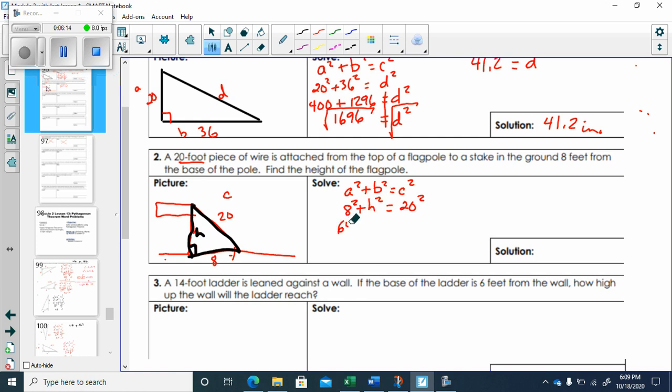8 squared is 64, plus H squared is equal to 400. Now we're trying to get H squared by itself, so subtract 64 from each side. H squared then is equal to 400 minus 64, which is 336. Take the square root of both sides, and H is equal to the square root of 336, 18.3.